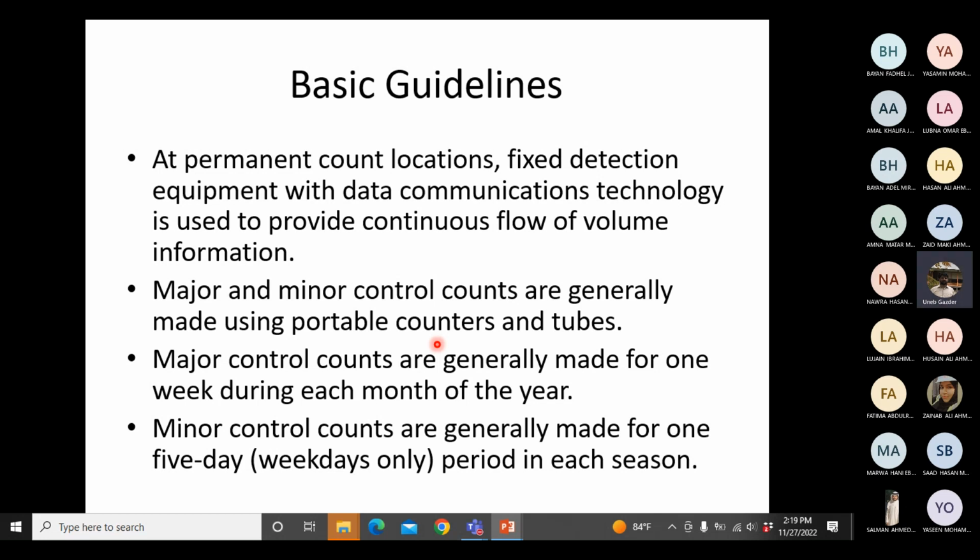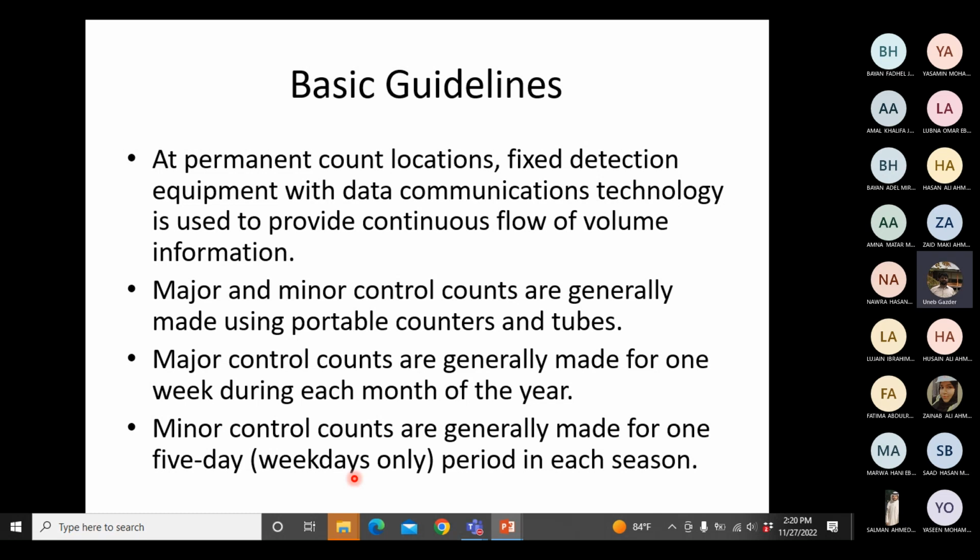Now on major control count locations, data is collected every week. Sorry, not every week. Data is collected 1 week of every month in the year. So every month you go to the major control count location, set up your equipment for 1 week, and you collect data for 1 week from that location. For minor control count location, the data is collected for 5 days, and as you may remember, whenever we say 5 days, we basically mean the weekdays. So data is collected for 5 days for every season.